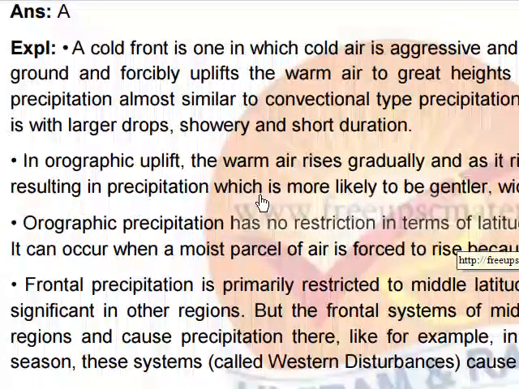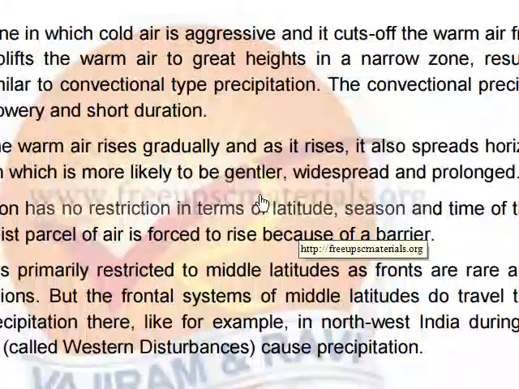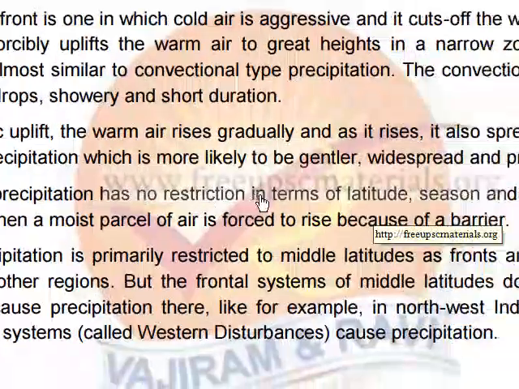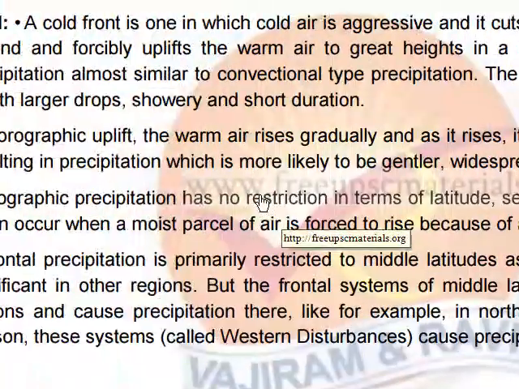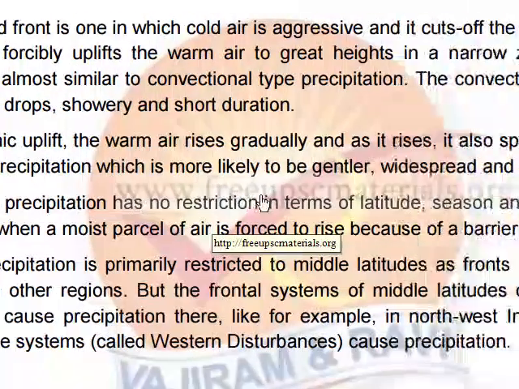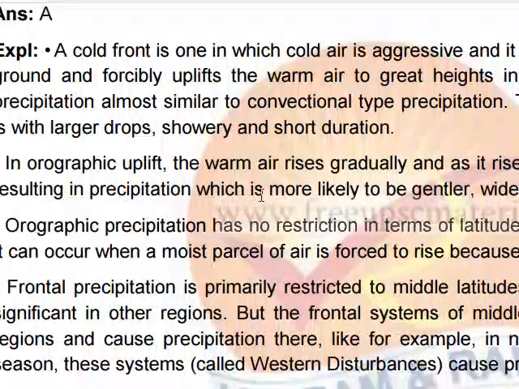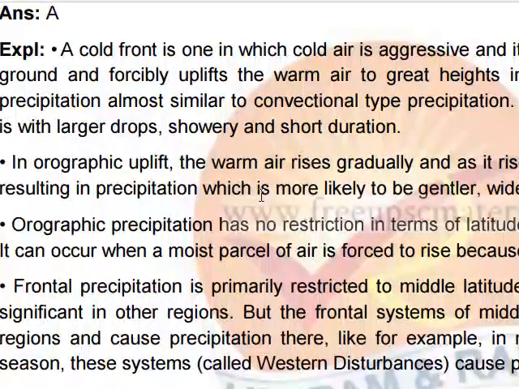Frontal precipitation is primarily restricted to middle latitudes, as fronts are rare and less significant in other regions. But the frontal systems of middle latitudes do travel to other regions and cause precipitation there, for example in northwest India during winter season. These systems, called western disturbances, cause precipitation.